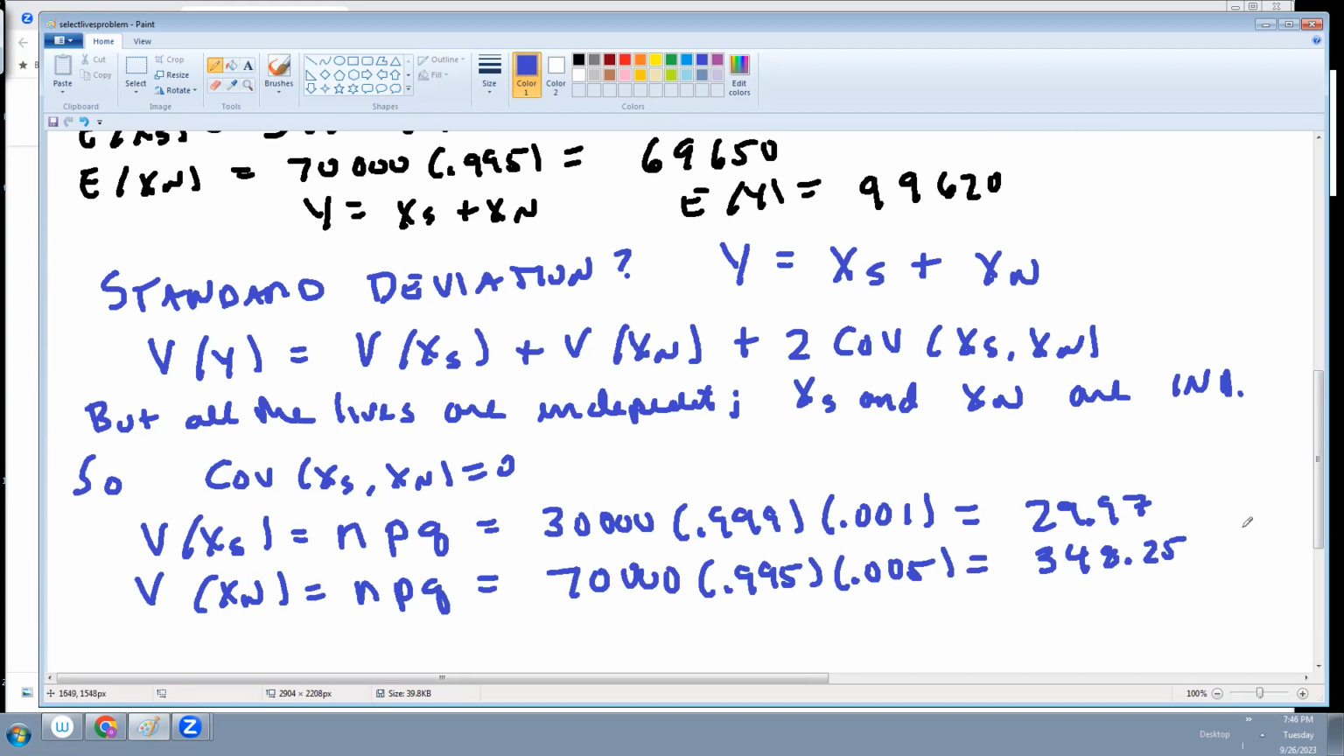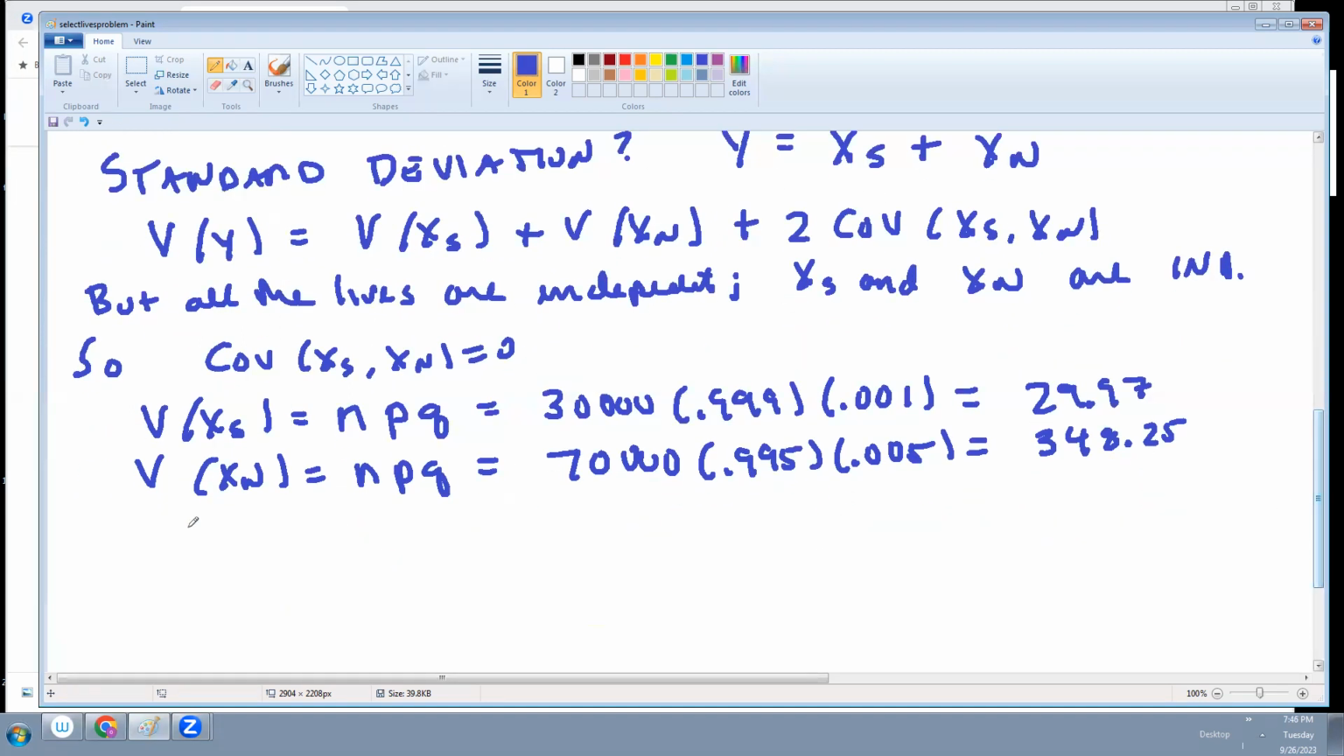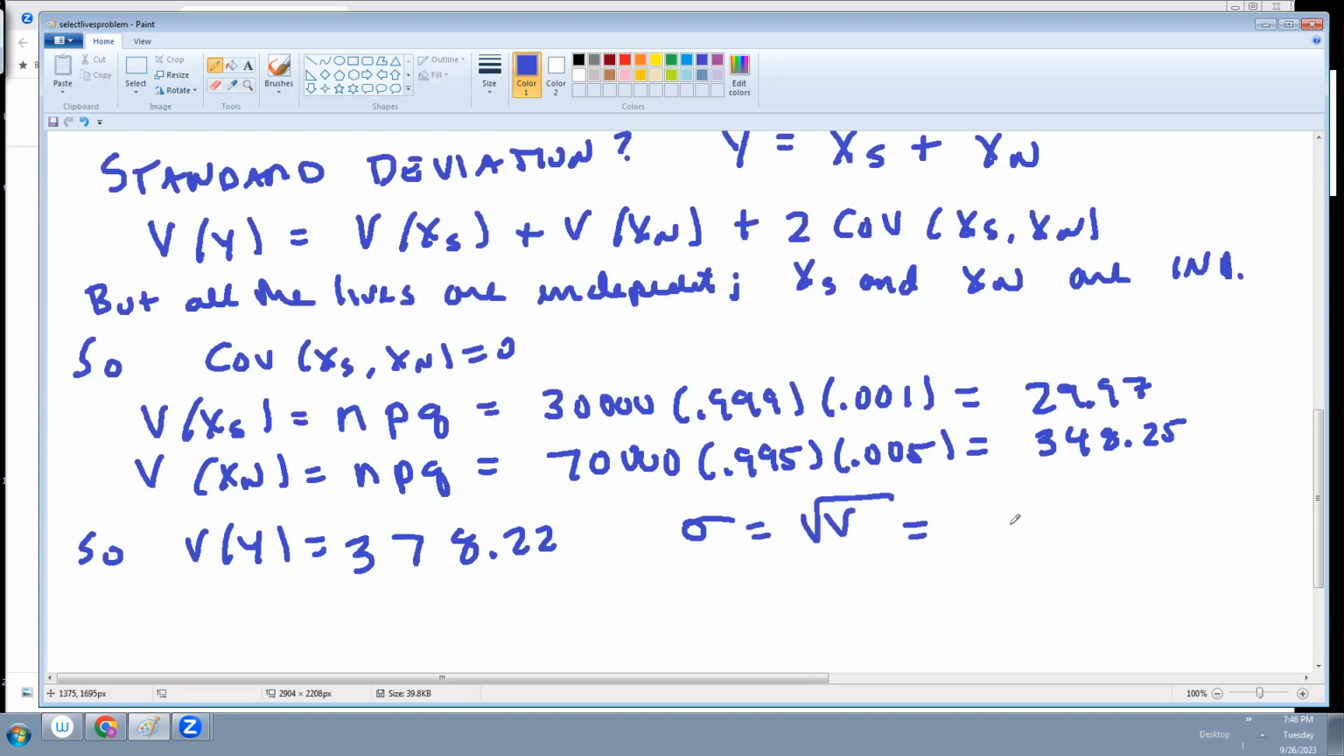So summing, and we're lucky it's a simple sum, I get 378.22, and then the standard deviation is the square root of the variance. It's 19.4479. So that is one way that you can attack this problem. And thanks for watching.